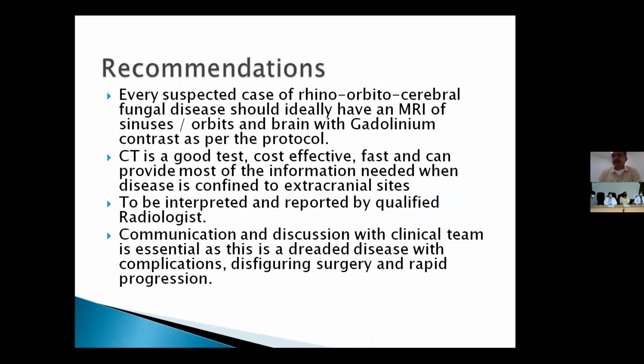So based on this, ICRI and IRIA have given some recommendations for imaging patients with fungal mucormycosis. Every suspected case of rhino-orbitocerebral fungal disease should ideally have MRI of sinus, orbit and brain along with contrast as per the protocol. So MRI plain and contrast, including sinuses, orbits, and brain, from the frontal sinuses superiorly up to the level of the jaw inferiorly, also covering the skull base, needs to be done for every suspected case of rhino-orbitocerebral form of mucormycosis. It is a good test, cost-effective, and fast, and can provide most of the information in secondary centers when the disease is confined to extracranial sites.